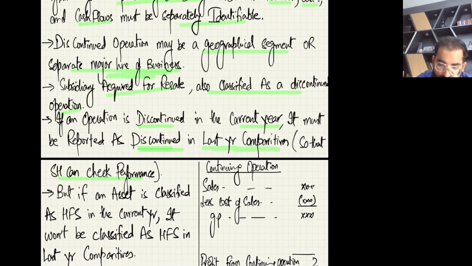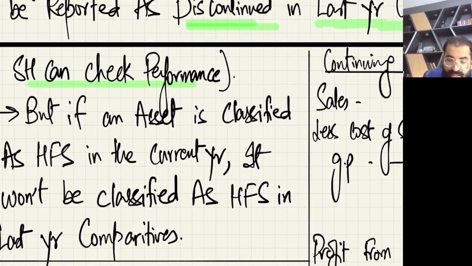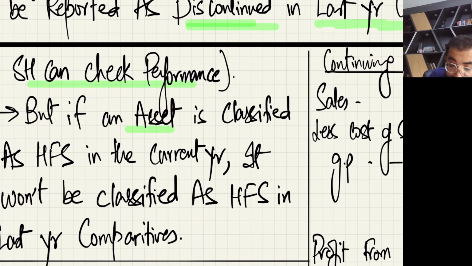But now read one more line. If an asset is classified as HFS, now I'm talking about held for sale, if the asset is classified as held for sale in the current year, it won't be classified as HFS in the last year comparative. No need to show that asset as held for sale in the comparative. You know why? Because last year it was a non-current asset and this year it came to current assets. So the shareholder will come to know that it shifted from non-current to current. This will give them an indication.